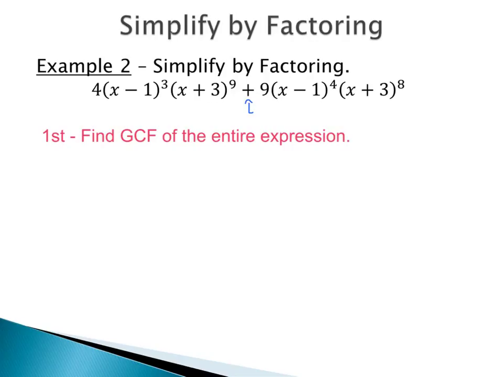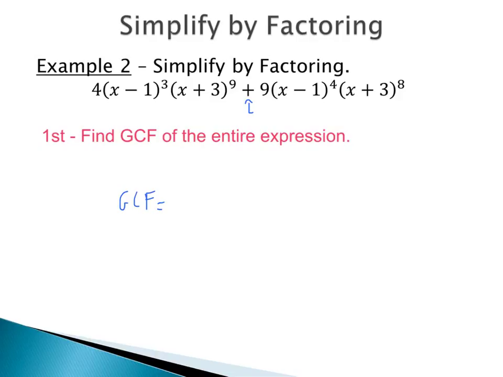So first, we want to look at our numbers, our coefficients, which would just be the 4 and the 9. The question would be, do we have a greatest common factor between 4 and 9? We don't, so then we keep going. Next, we look at their common factors. So one piece they have in common would be the x minus 1.